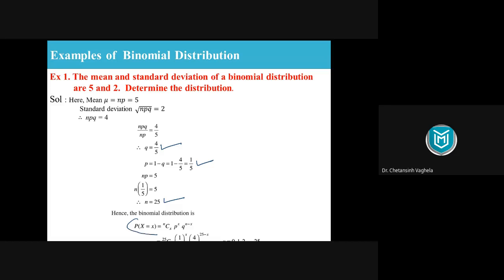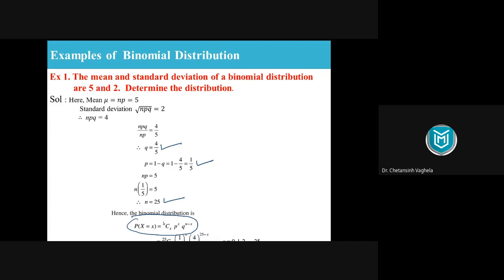So once we are having all this value q, p and n, we may go for the distribution. This is the formula for the distribution. और यहाँ पे क्या करना है? सिर्फ n, p और q की वैल्यू लिखनी है. n 25 as it is, 25 cx, p is 1 by 5 raised to x, q is 4 by 5 and its power is n minus x. So n is having value 25 minus x.